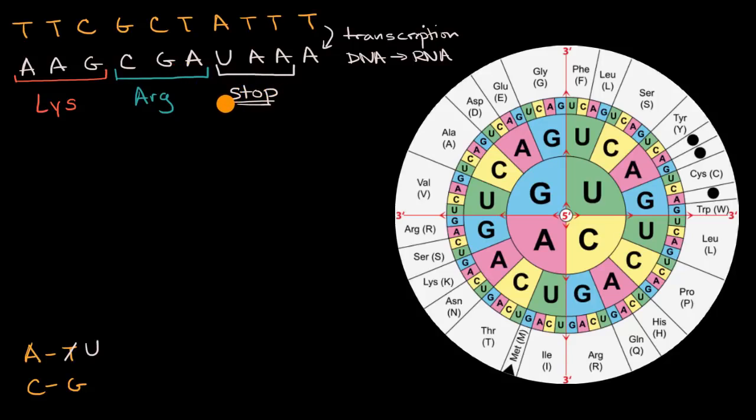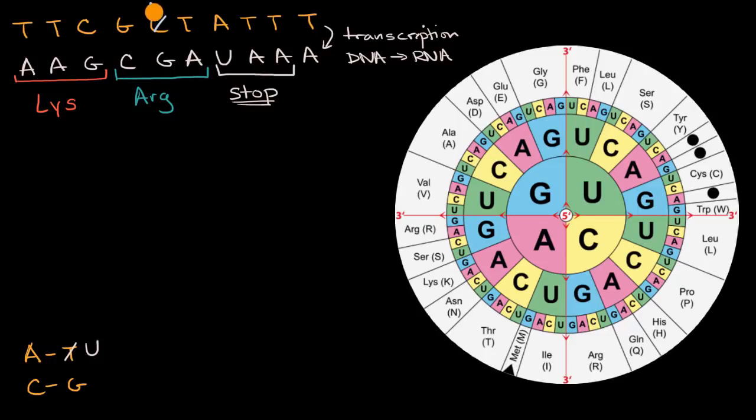But now let's do some interesting things. Let's think about situations where there are mutations, where some of these bases, maybe something gets inserted, maybe something gets deleted, maybe something gets swapped out. And so let's start with what's known as a point mutation. So let's say this C gets swapped out for an A.